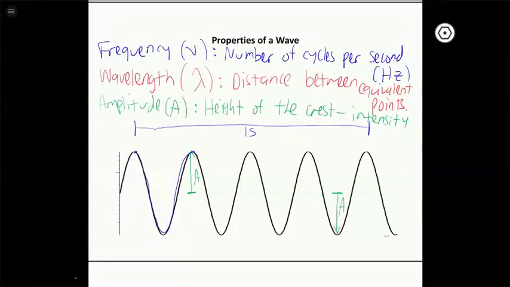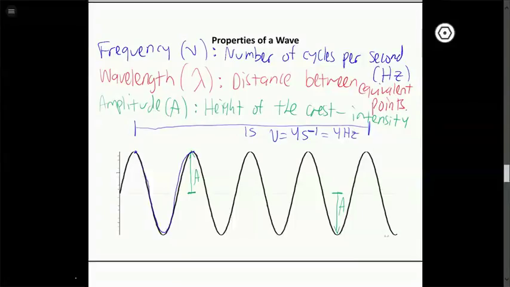And so if that's 4 cycles in 1 second, that would tell us that our frequency is 4, which can be written as inverse seconds, or more commonly 4 hertz. So if we define this time scale as 1 second, this wave goes through 4 cycles in 1 second. It means it has a 4 hertz frequency.